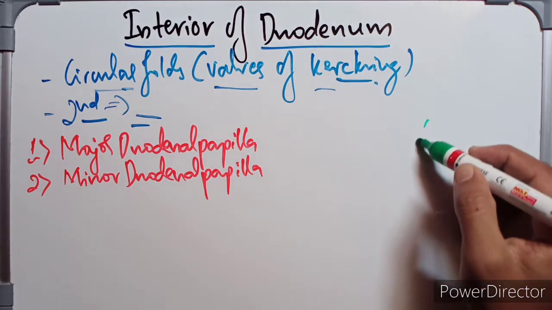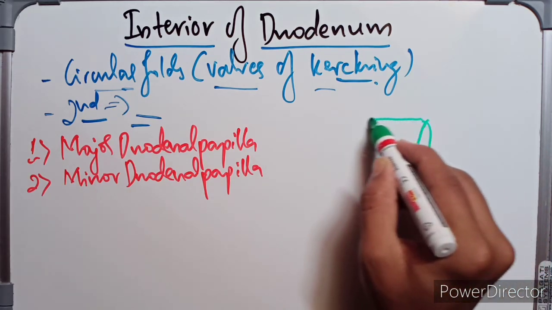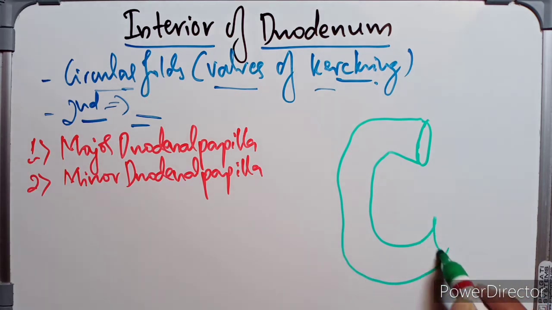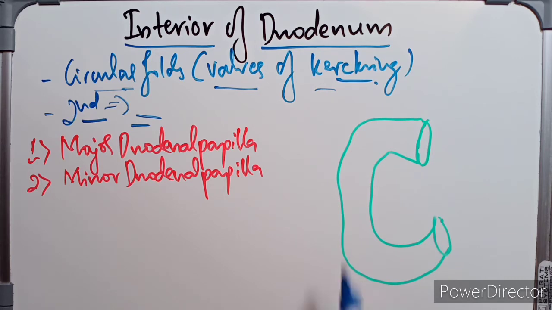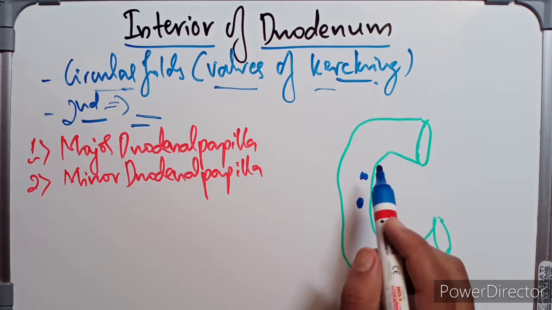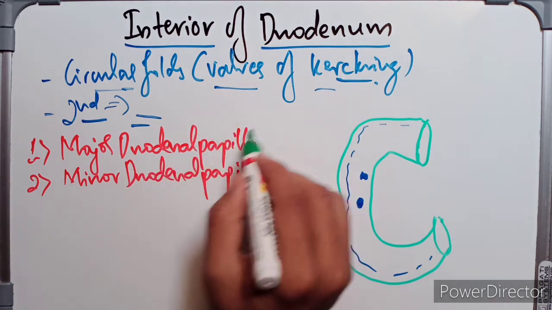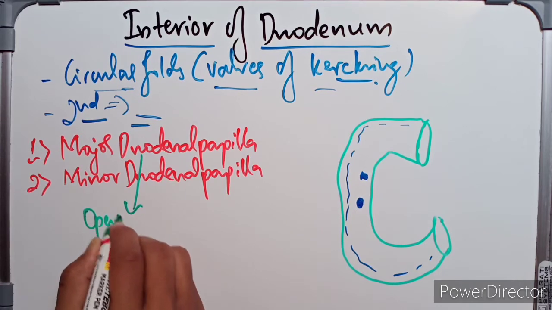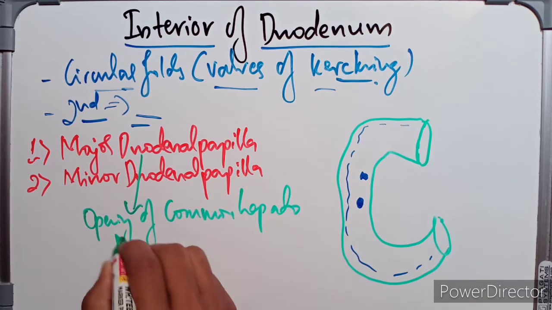This is the interior of the duodenum. Somewhere here we have the major duodenal papilla, and just above the major duodenal papilla we have the minor duodenal papilla. The major duodenal papilla is the opening of the common hepatopancreatic duct.